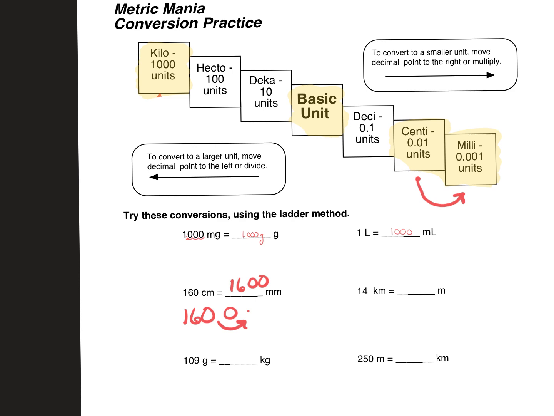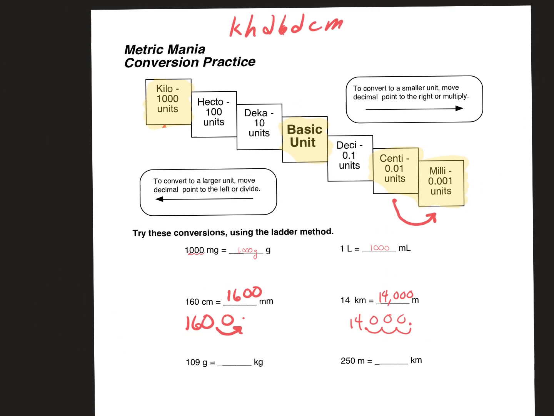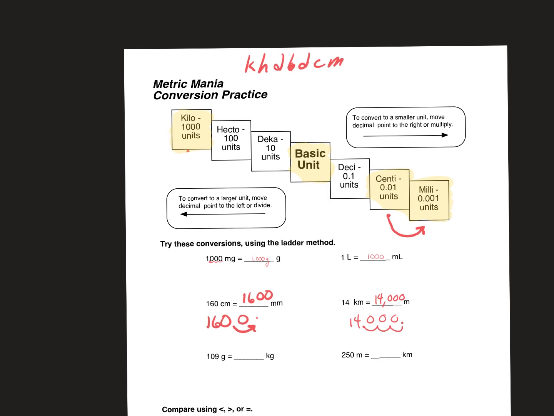You can just kind of know for yourself that going from kilo, let's start that over, from kilometers to meters, that's going to be 3 decimal places jump to the right. Okay, so we would go from 14 to 1, 2, 3. That's going to be 14,000 meters, because we started with kilo and we went to the base unit. 1, 2, 3.